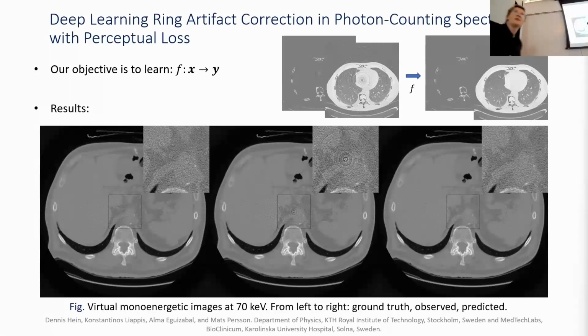Hello, everyone. My name is Dennis. I'm from the Royal Institute of Technology in Sweden. The topic of this poster is ring artifact correction in photon counting spectral CT using deep learning. In particular, we formulate this problem as learning a map F, which maps a pattern of ring corrupted material basis images to the ring artifact free counterpart. And we do this using a U-Net and a perceptual loss function. If this sounds interesting, please stop by poster number 9. Thank you.